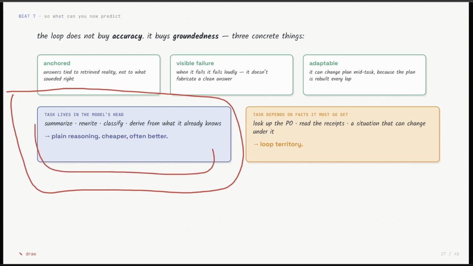You just use plain reasoning. It's a lot cheaper, it's a lot faster, and actually it is actually better for this task.